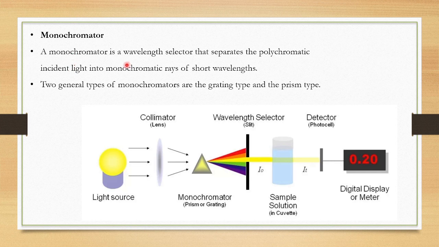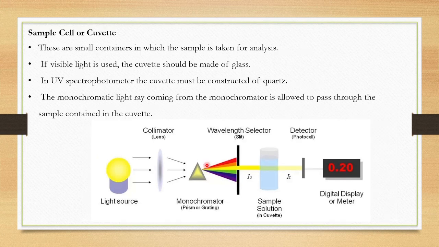Next one is the monochromator. It's a wavelength selector that separates the polychromatic incident light into monochromatic rays of short wavelength. So this is a polychromatic light which is split into monochromatic light: blue, green, orange, yellow, red, something like that. The two general types of monochromators are the grating type and the prism type.